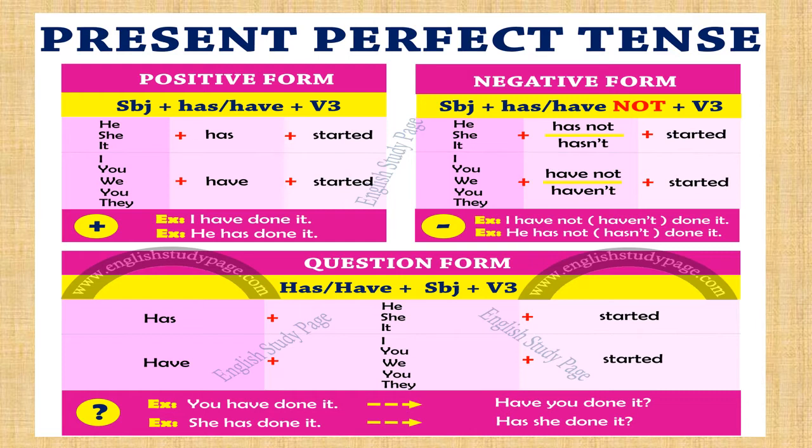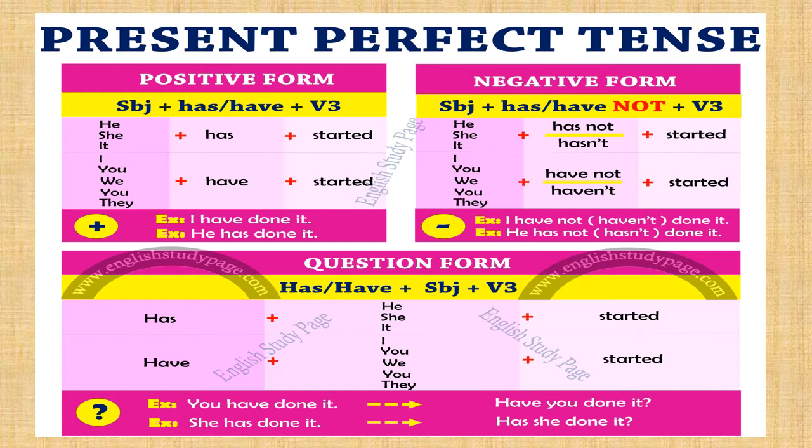For example, I have not or I haven't done it. He has not or hasn't done it. Of course, you can use the word never instead of not. So I can say in the negative sentence in the present perfect, I have not done my homework, or I have never done my homework.